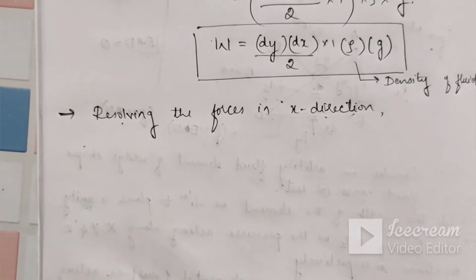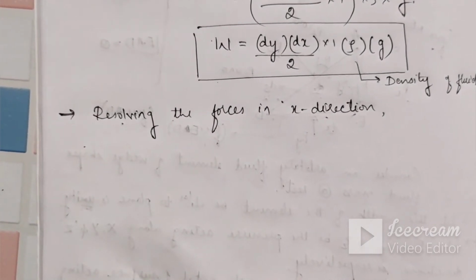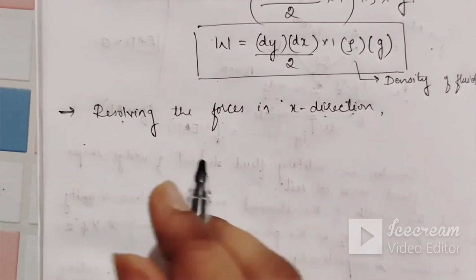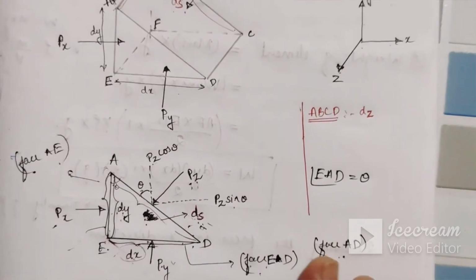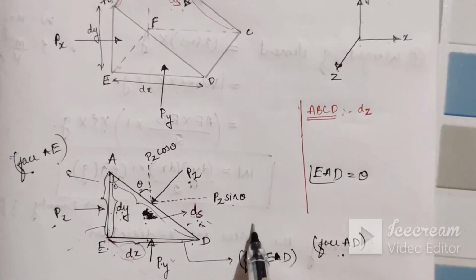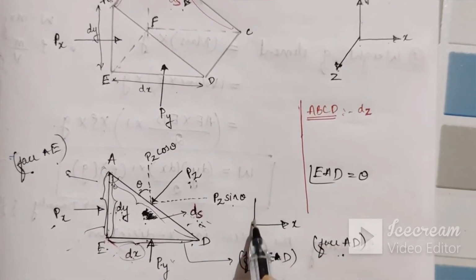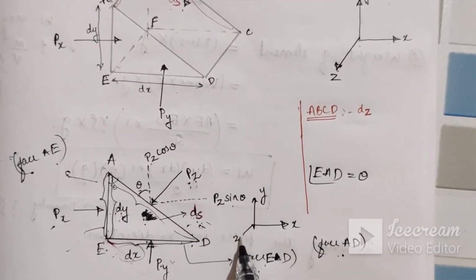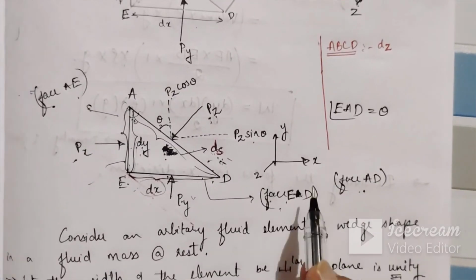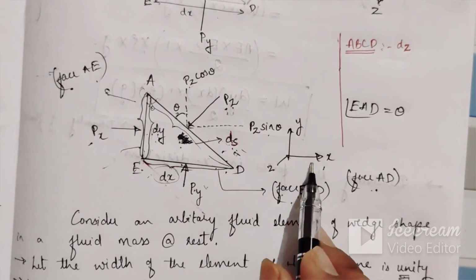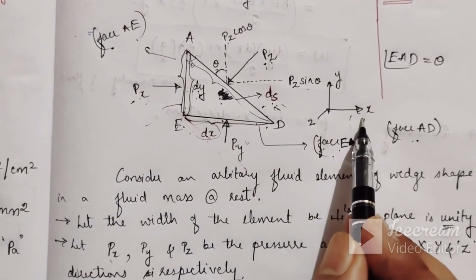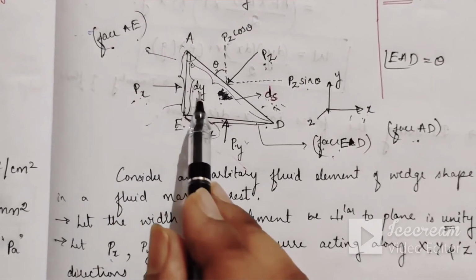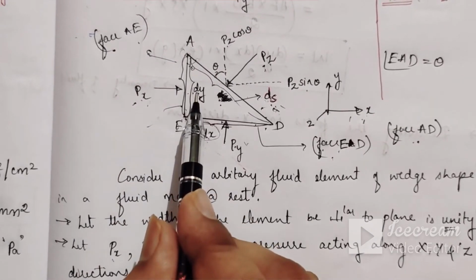Whatever force is coming in the x direction, I'll take them. So what are the forces coming in the x direction? See here. This is x, y, and this is z. The forces coming in the x direction: px will come in the x direction. So px into dy, the area, into 1.